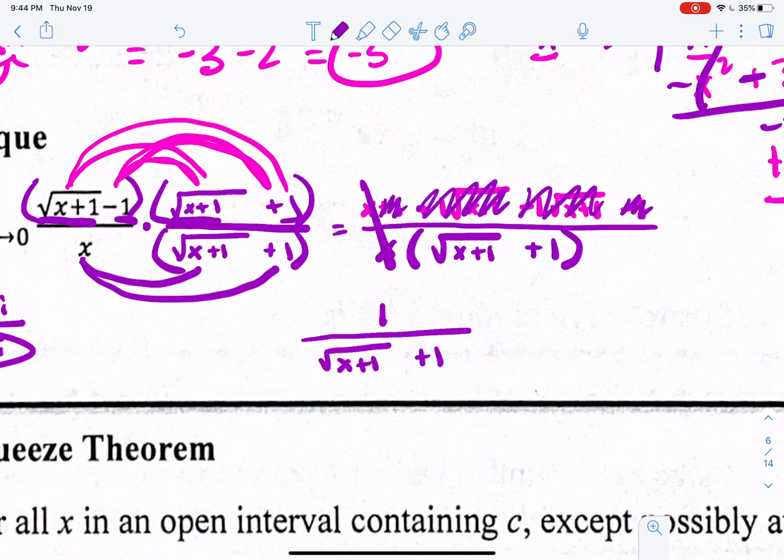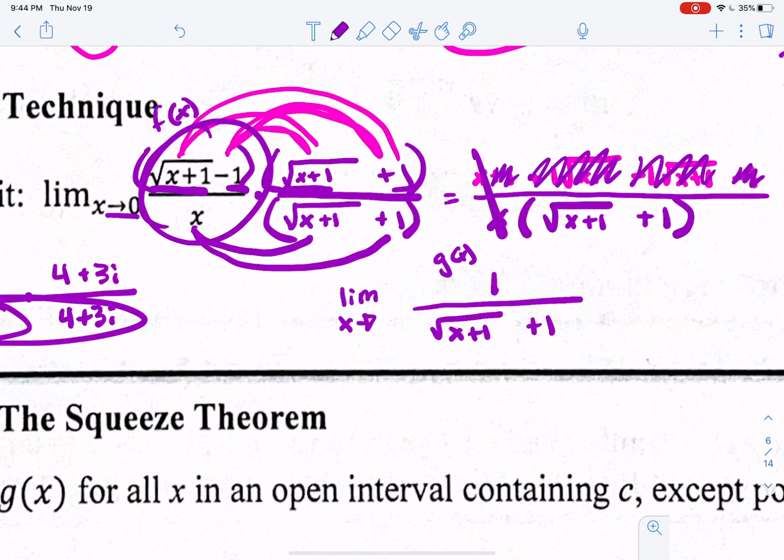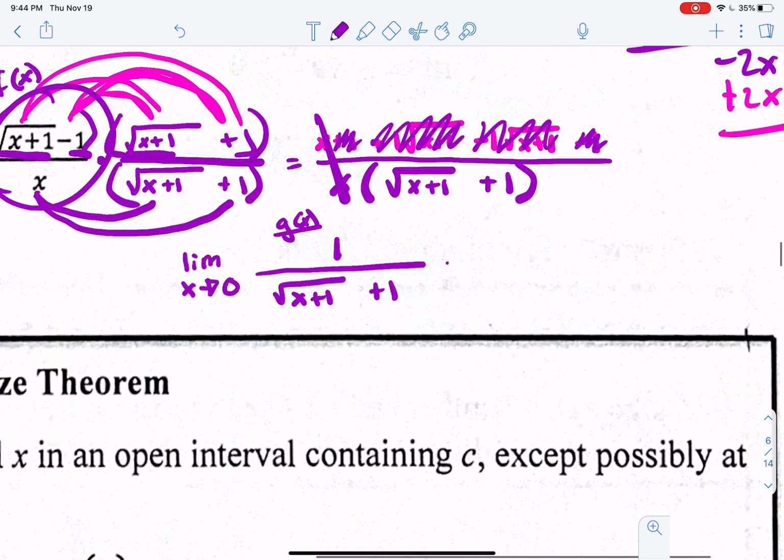This is kind of like our g of x equation that we're switching to. This was f of x, our original equation that we were not allowed to plug 0 into. But now that we've rewritten the function in an equivalent form, which we call g of x, let's see if we're able to plug 0 in. If I plug 0 in, I get 1 over the square root of 0 plus 1, plus 1. 0 plus 1 is just the square root of 1, and the square root of 1 is 1.